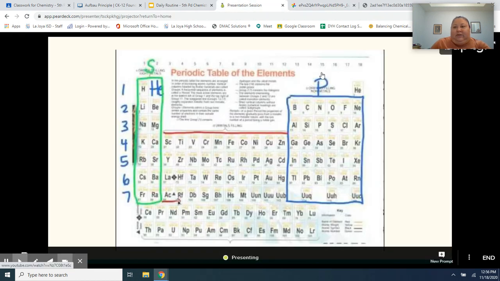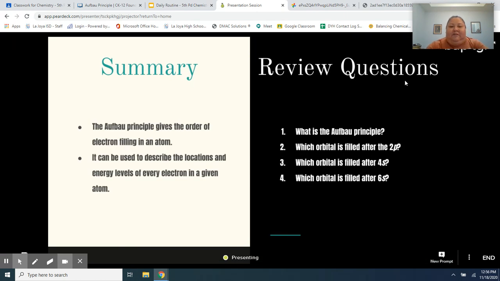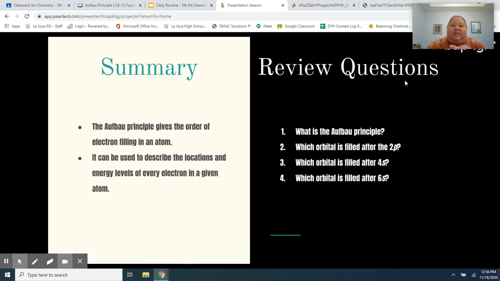All right, let's finish up. In summary, the Aufbau principle gives the order of electron filling in an atom. It can be used to describe the location, the energy level, of every single electron for a given atom or element. Review questions, very simple review questions.